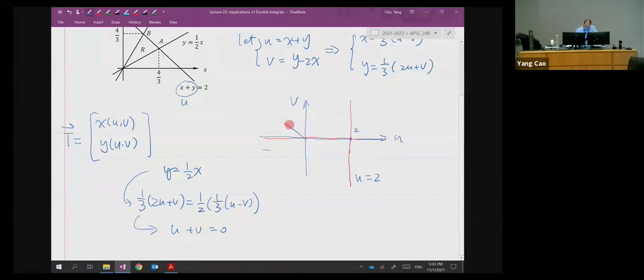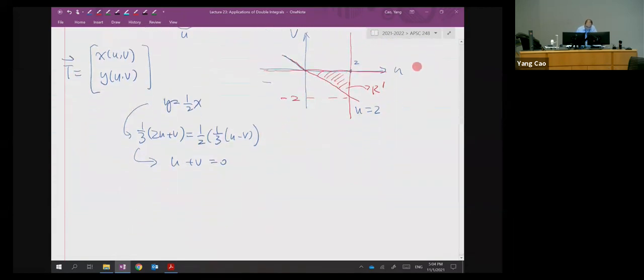And that is a straight line in the uv plane like this. And this is -2 here. So the three red boundaries give you the new region R prime, and that's your double integral region R prime. So that's much easier to deal with. It's a very regular triangle. Now let's try the Jacobian.